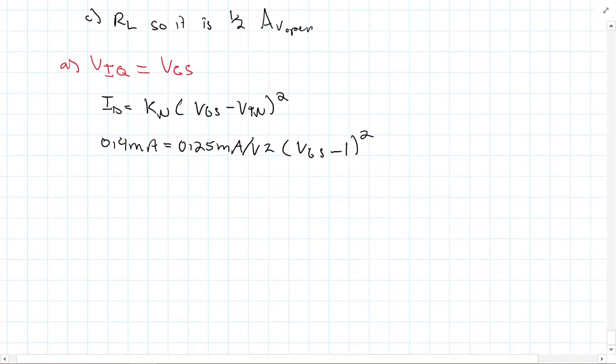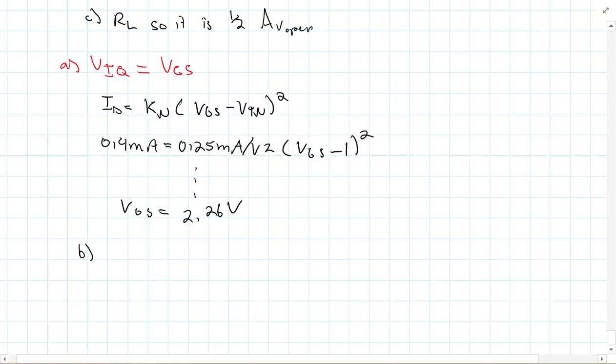And then I'm just going to do those computations. Again, I'm not going to show the work solving this. And when you do all the work to solve it, you get VGS is equal to 2.26 volts. And then part B is find the open circuit voltage gain.